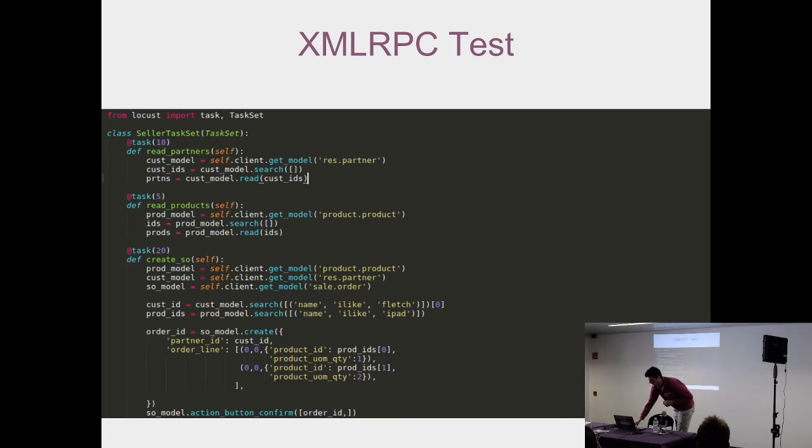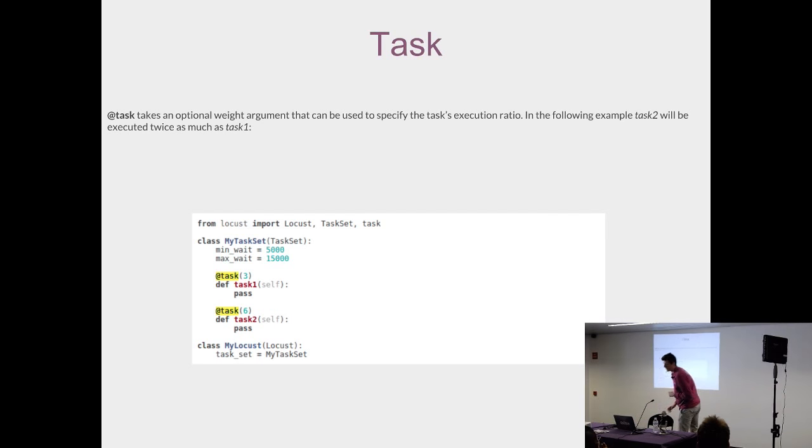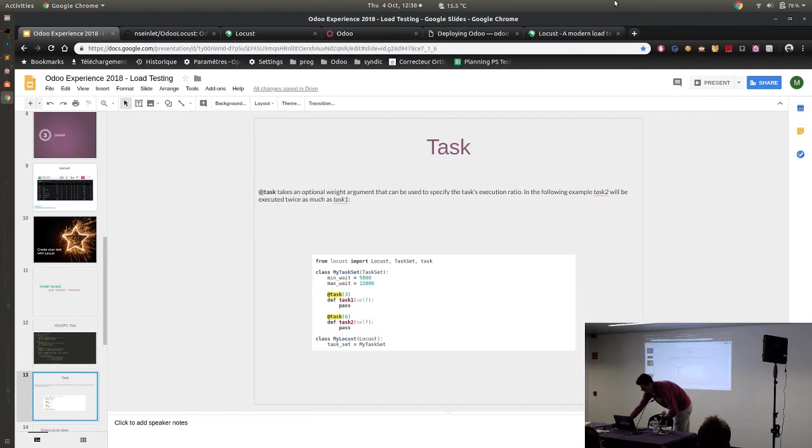So here, I guess you can see you have a decorator, the task. In fact, the task is just a ratio. So in this example, the task 2 will be executed twice as much as the task 1. So that's just a decorator.